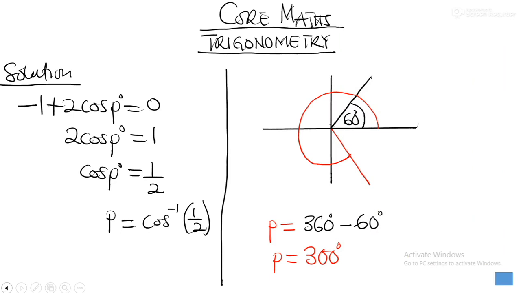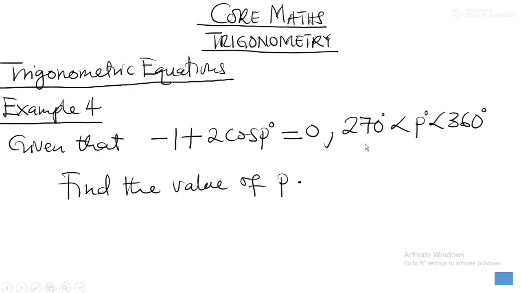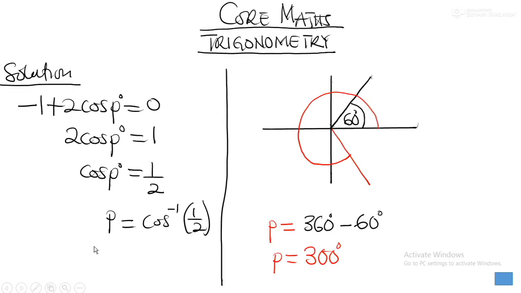Now here, the range of values is between 270 and 360 degrees, which means that it should be in the fourth quadrant. Here also cos p is positive, and we know that in the fourth quadrant, cos is positive. But the calculator gave us only one value, the acute angle, the smallest among the two, because cos is positive in the first quadrant and in the fourth quadrant.